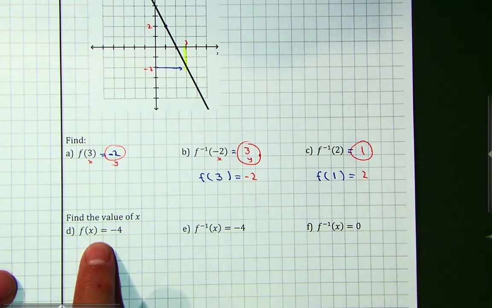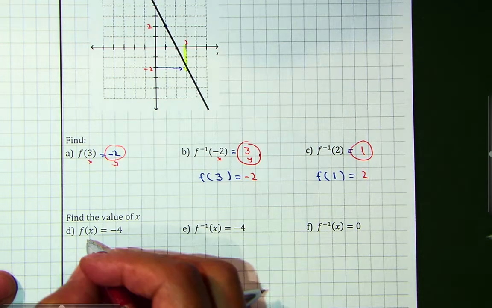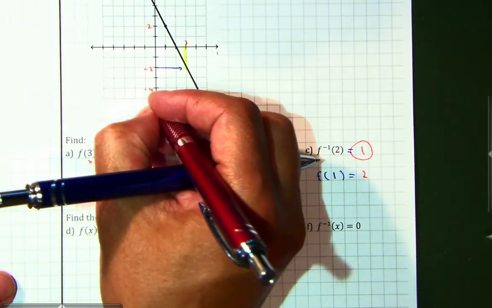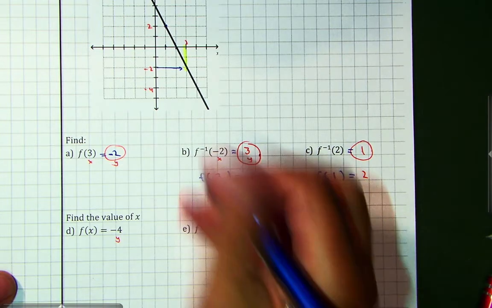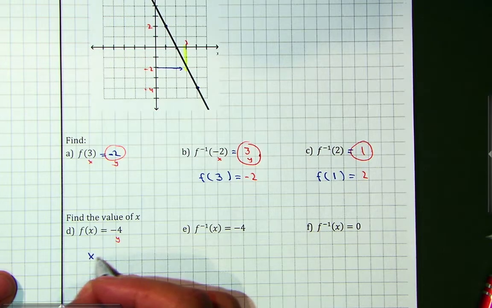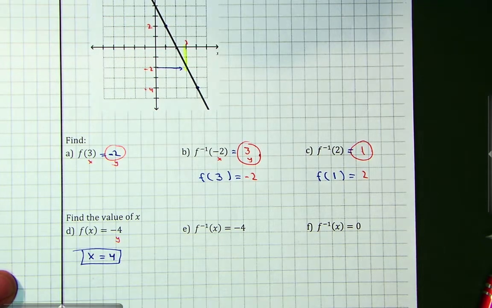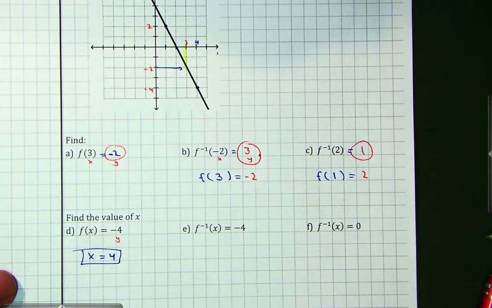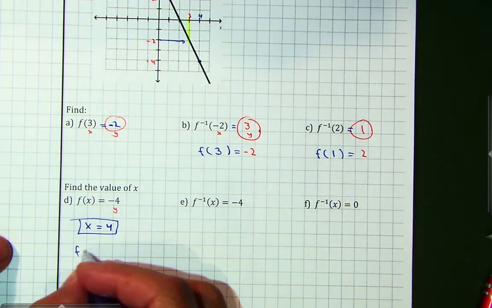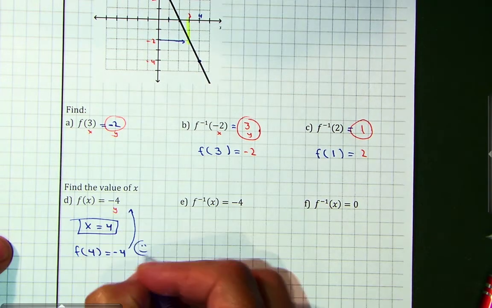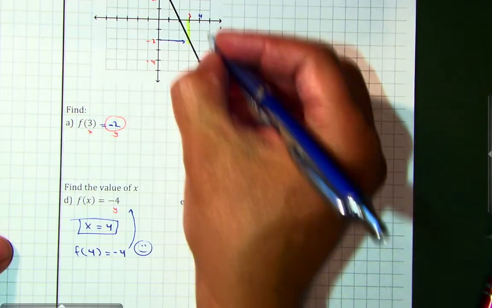For letter D, f of x equal to -4. That means that this is your x value, this is your y. Y value is -4. What is your x value? Your x value is 4. So therefore x equal to 4. Do you agree? You plug in a 4, you end up with -4. That means that f of 4 equal to -4, which is correct.